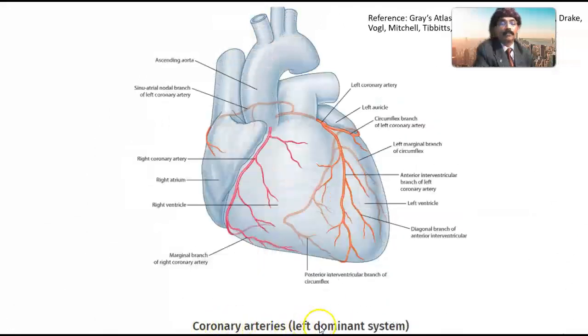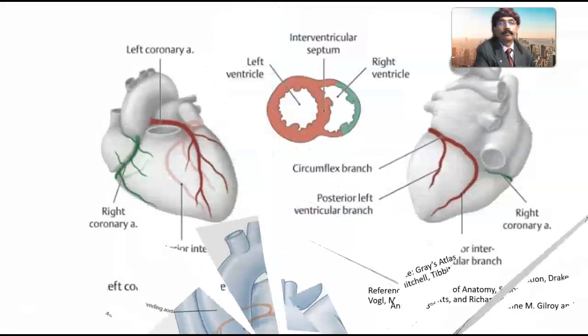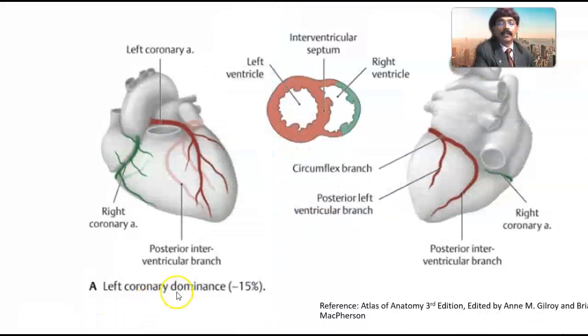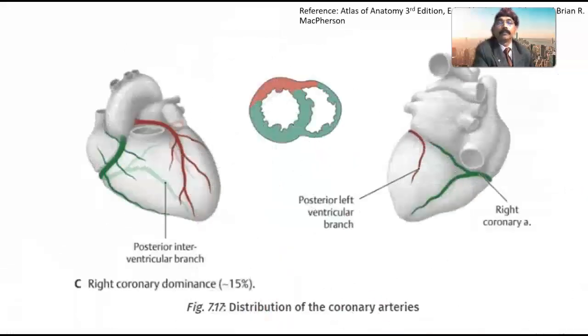Okay, here left dominant artery. So we look at the posterior interventricular artery. It is a branch of the circumflex artery, a branch of the left coronary artery. Okay, again left coronary artery dominant. Posterior interventricular artery is a branch of the circumflex artery, a branch of the left coronary artery. We got the right coronary artery dominance.